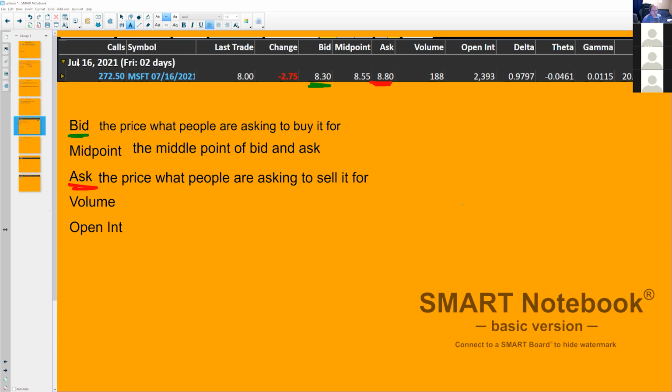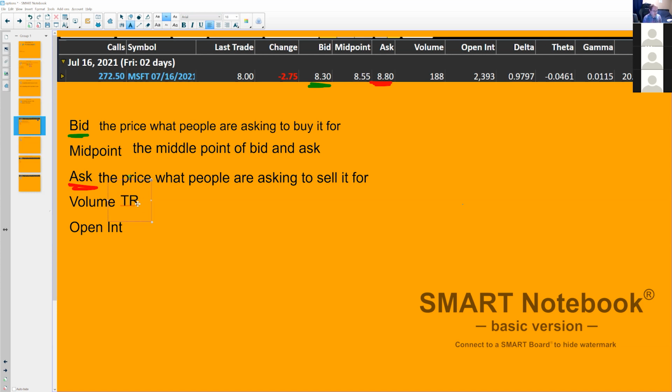You can see right here, $8.30 is the bid for this call, and we'll go into more detail in a second. The ask is right here at $8.80. The midpoint is basically the average between them. Volume is just the amount that it's been traded for the day.